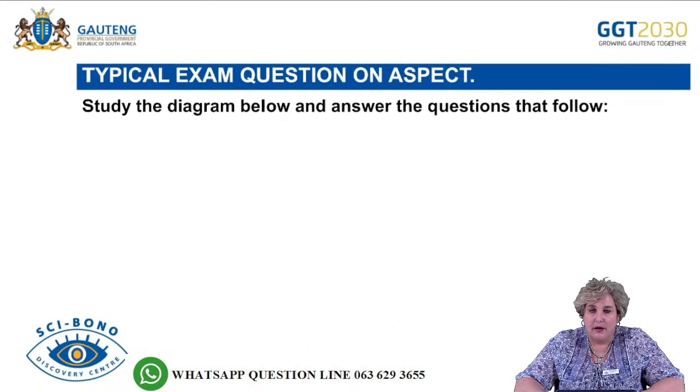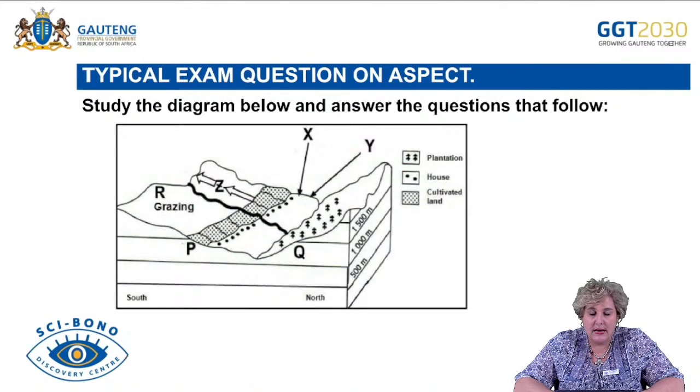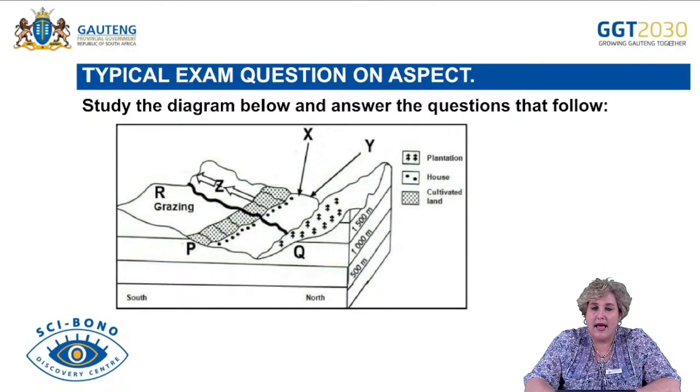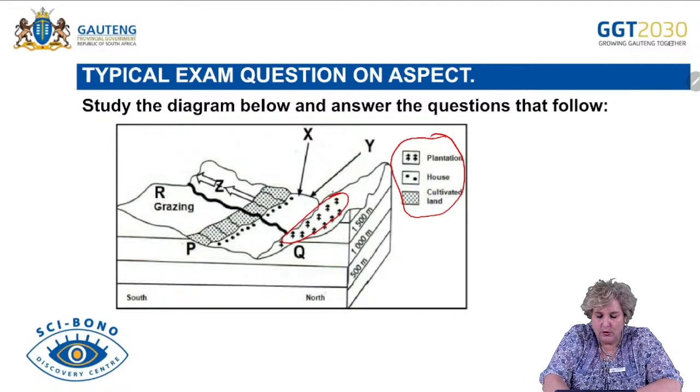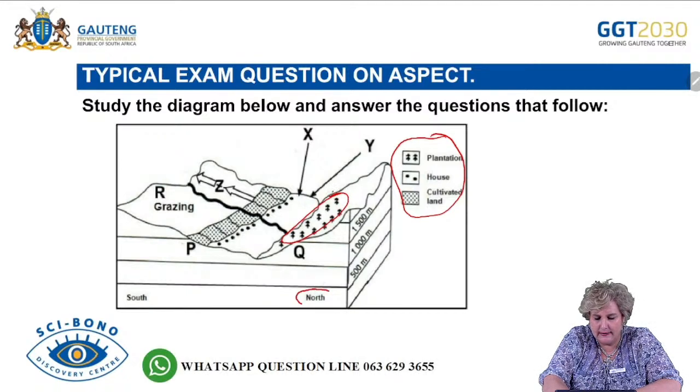Study the diagram below and answer the following questions. Now, here is my diagram. First, we want you to look at the diagram and identify what is going on. You have to look at the key of your diagram. Take a highlighter and highlight your north and your south, so that you can see which slopes are where.